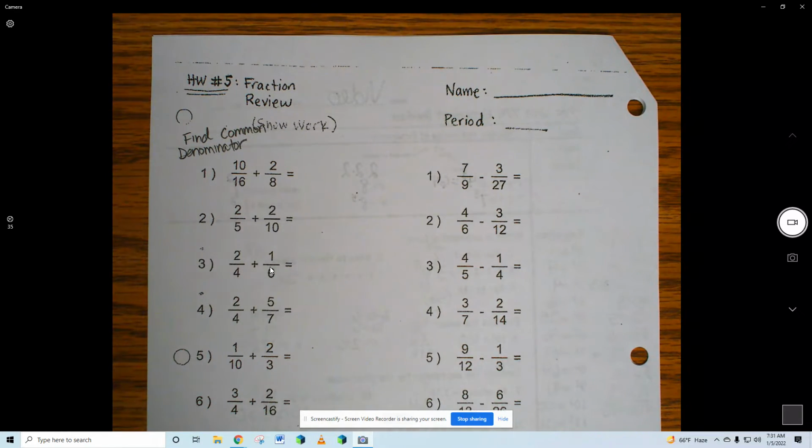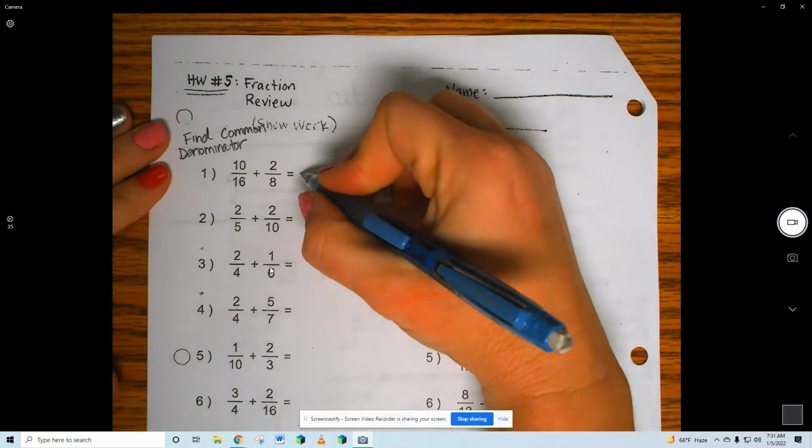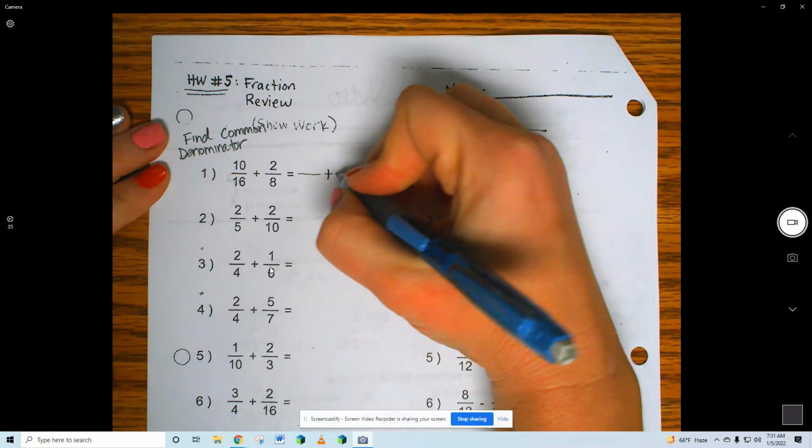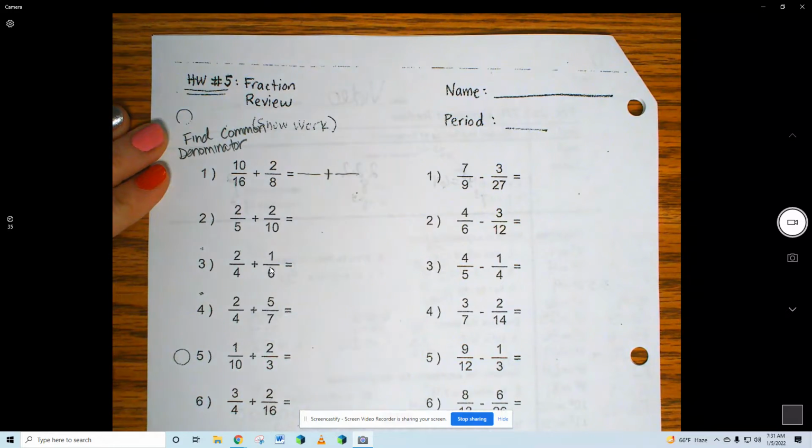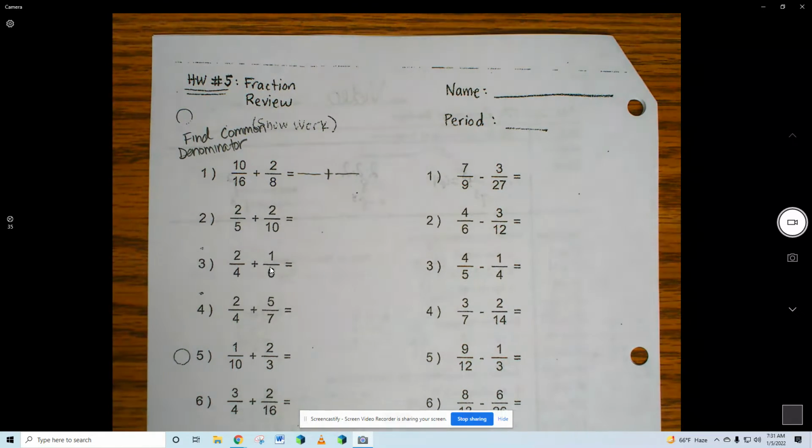I have 10/16 plus 2/8. Think of a big number that they both go into. It can be one of those numbers itself. And since it's horizontal, I'm going to have to make it horizontal. As a little girl, I was taught vertical, up and down, but it's okay.